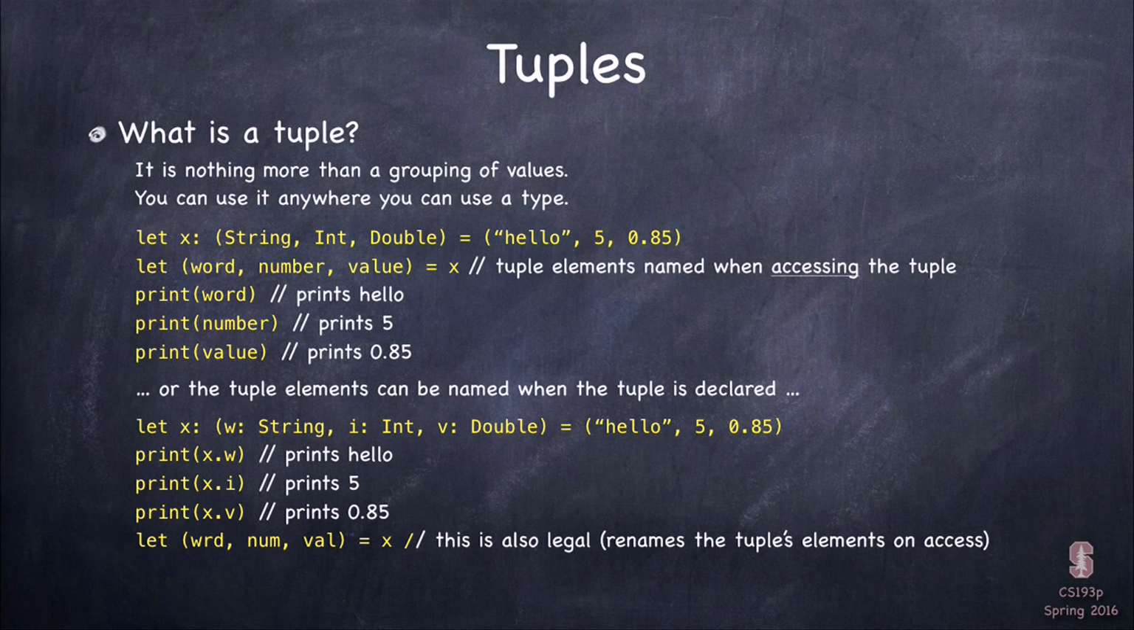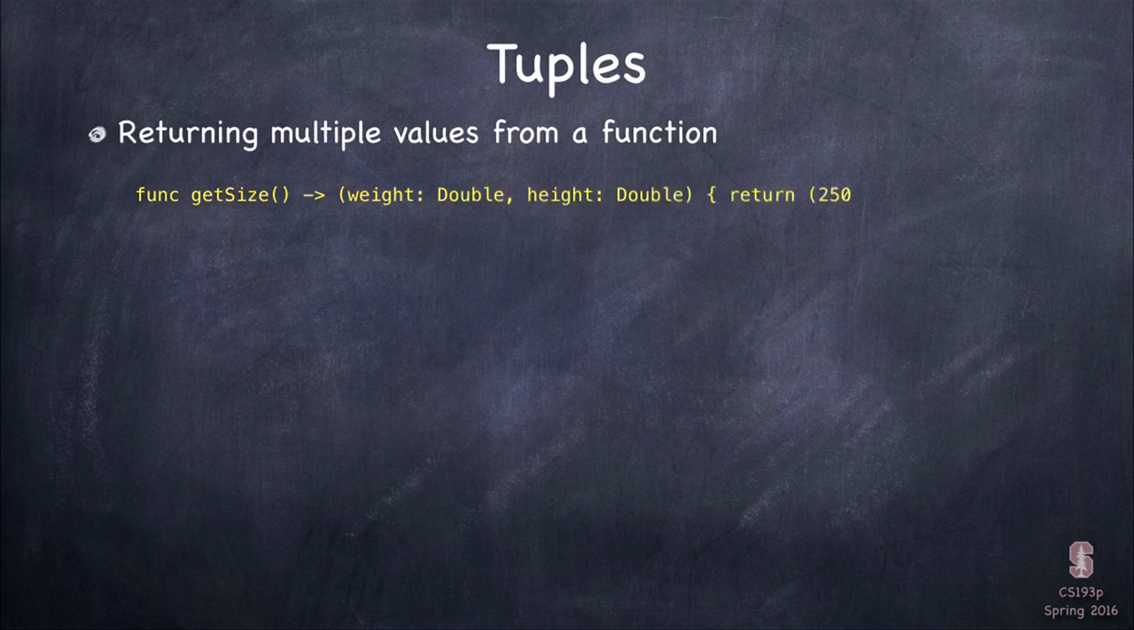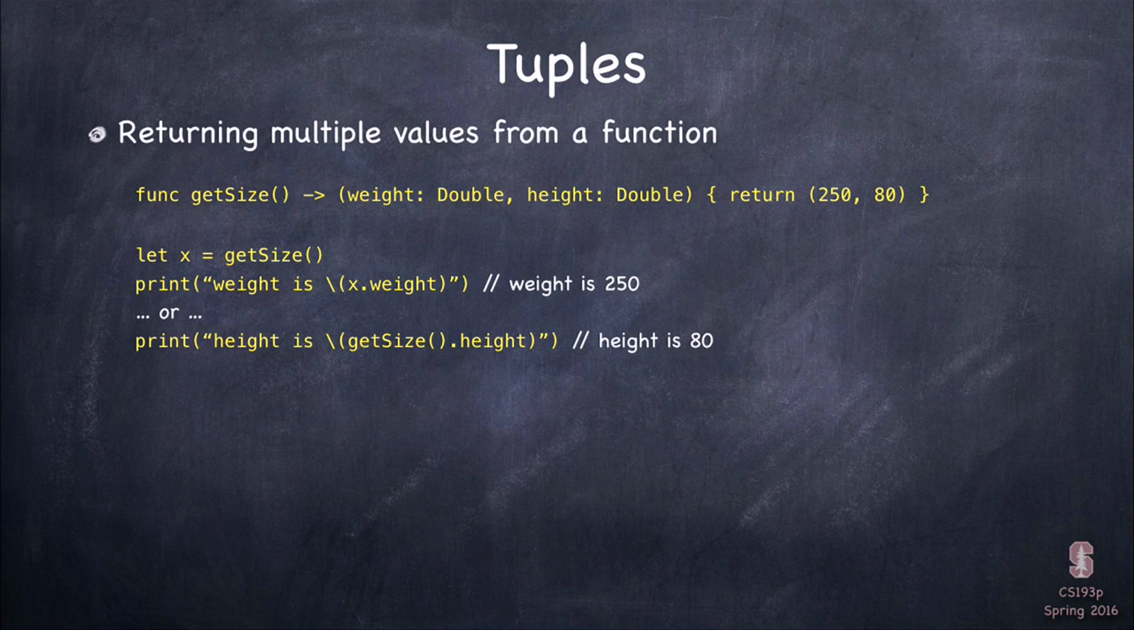For example, I could say let (word, num, val) equal x. Even though I defined x to have w, i, and v, I could ignore the w, i, and v and instead just use the syntax from the top, and call it word, num, and val. So tuples are cool because you can return multiple values from a function with a tuple. We know that return values are an arrow and a type. Well, since a tuple can be a type, you can go arrow and a tuple and return values.